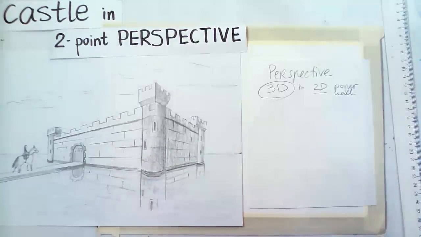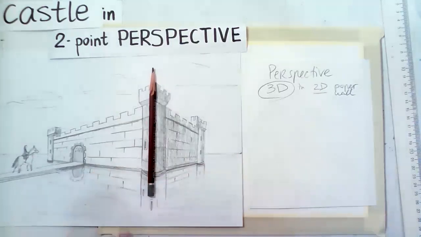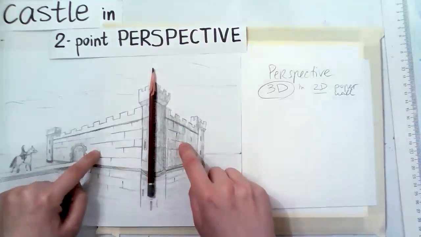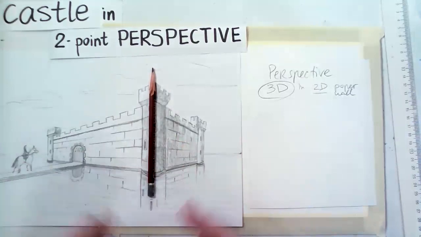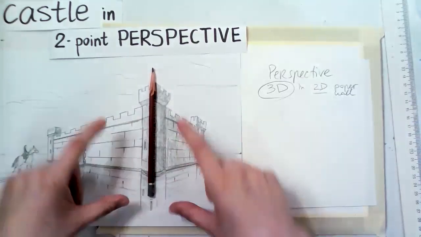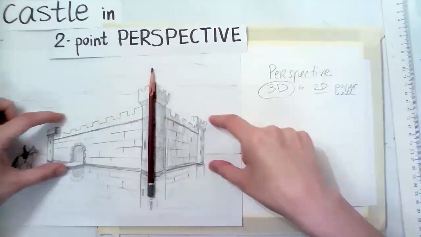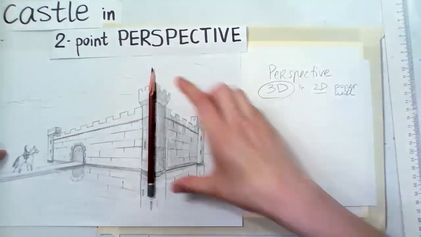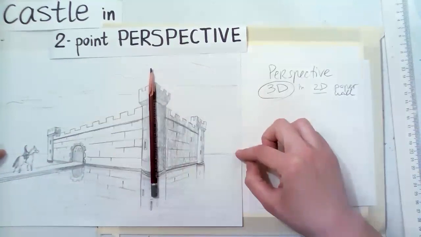And we distinguish 1-point perspective. We already did it once. So today let's explore 2-point perspective. And 2-point perspective is when we see two sides of the building. It can be a house, a castle. So when we see two sides, we have 2 points where each side is going. Yeah?